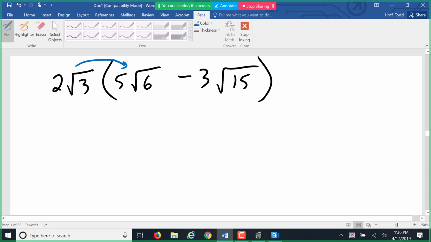2 square roots of 3 times 5 square root 6. 2 times 5 is 10. Square root of 3 times square root of 6. 3 times 6 is 18. We're going to be able to reduce that. We'll do that in a minute.